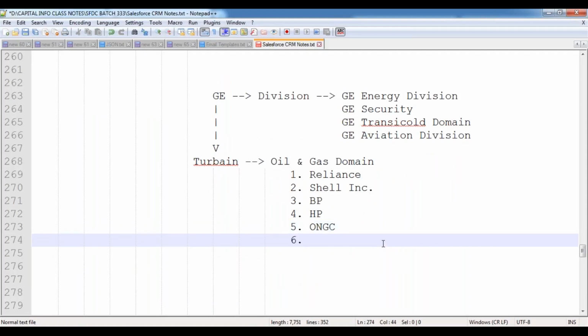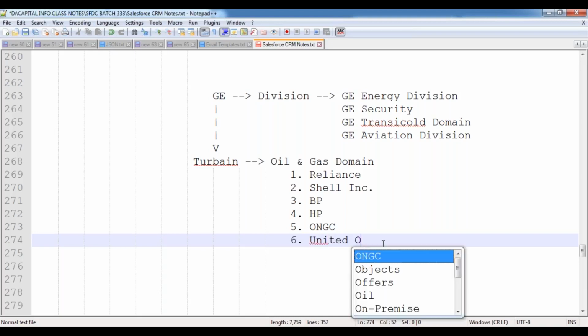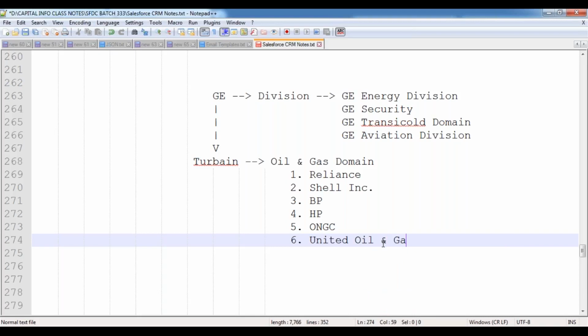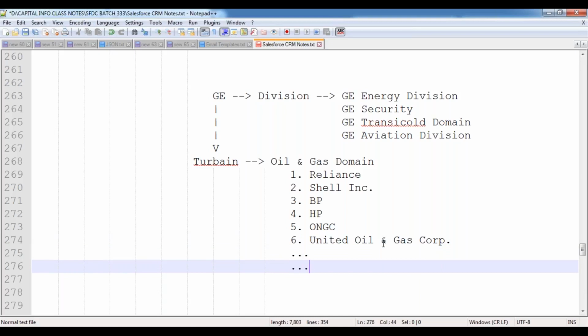And then we have United Oil and Gas Corporation. We have so many organizations like Reliance, Shell, Bharat Petroleum, Hindustan Petroleum, ONGC, United Oil and Gas Corporation, so many businesses who are purely running their business in the oil and gas domain. So for this kind of organization, this turbine product is suitable.